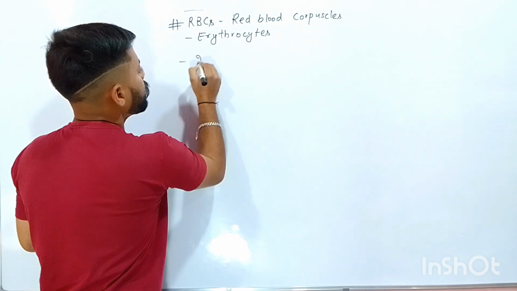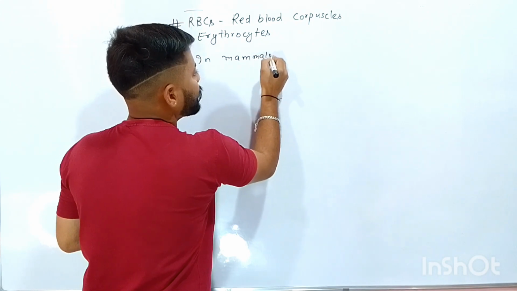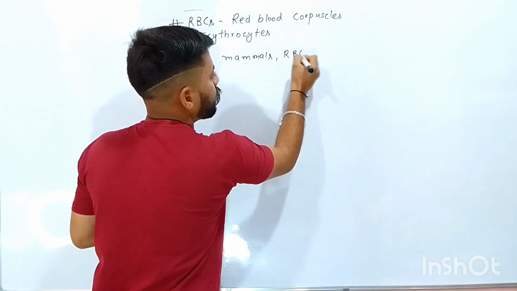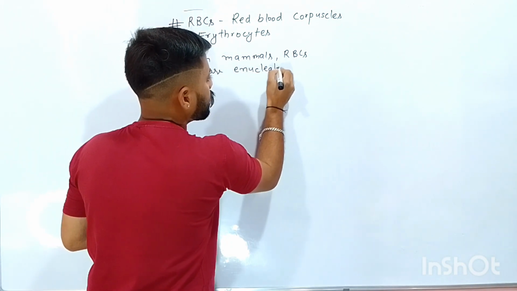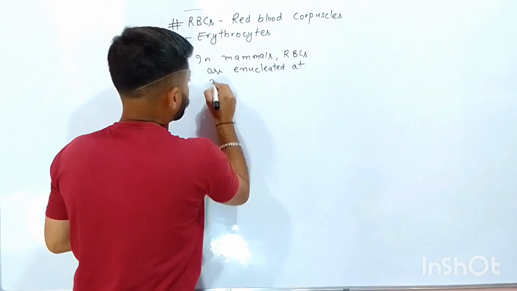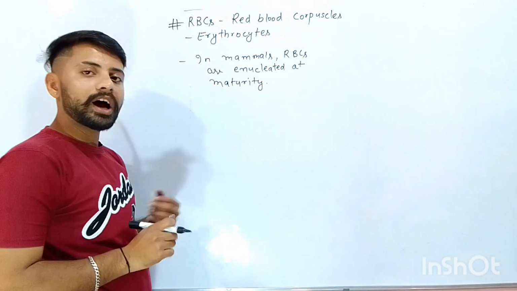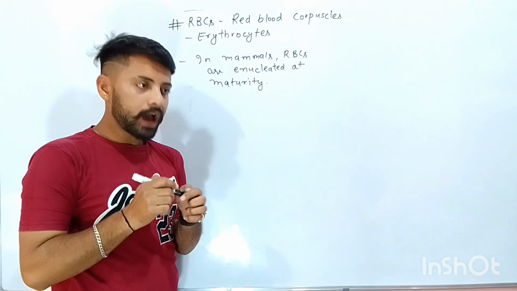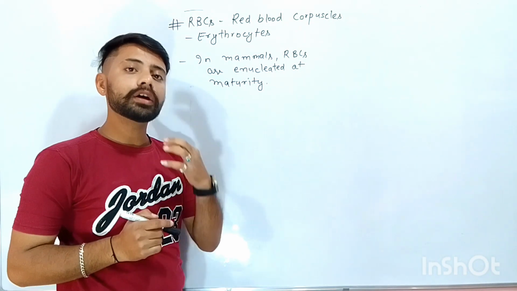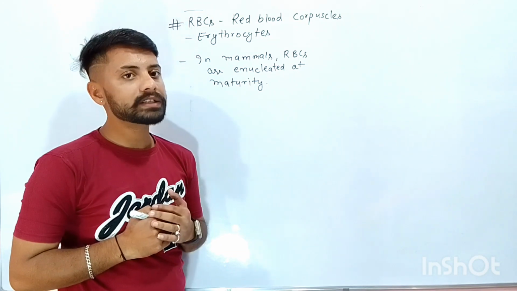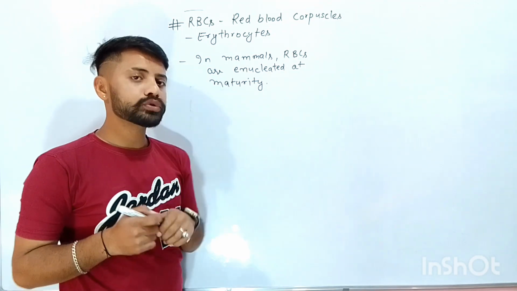In case of mammals, the RBCs are enucleated at maturity. And this is important to write because when RBCs are young in mammals, they have a nucleus as well as other organelles, but as they become mature, they lose the nucleus and other organelles, and that's when they become enucleated at maturity.